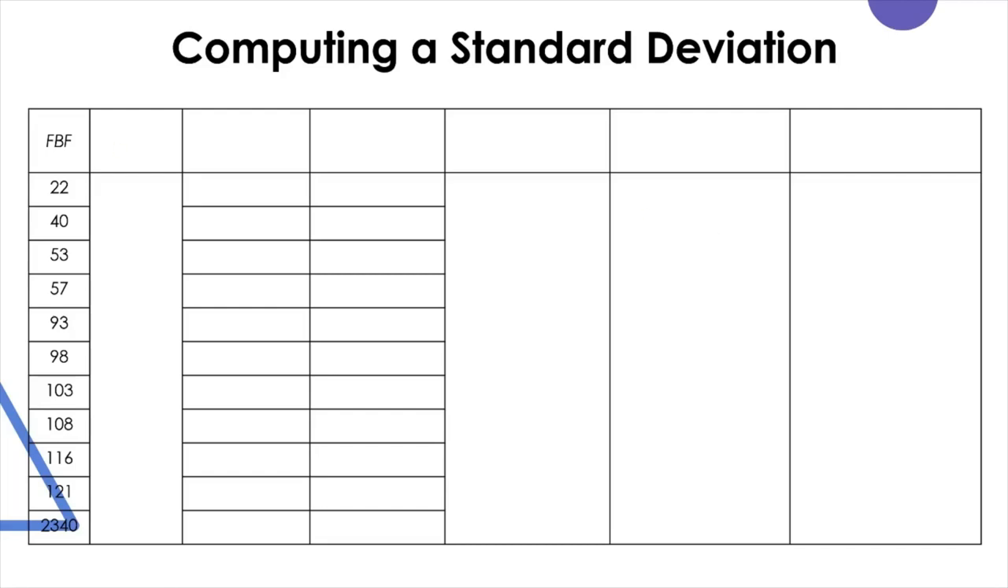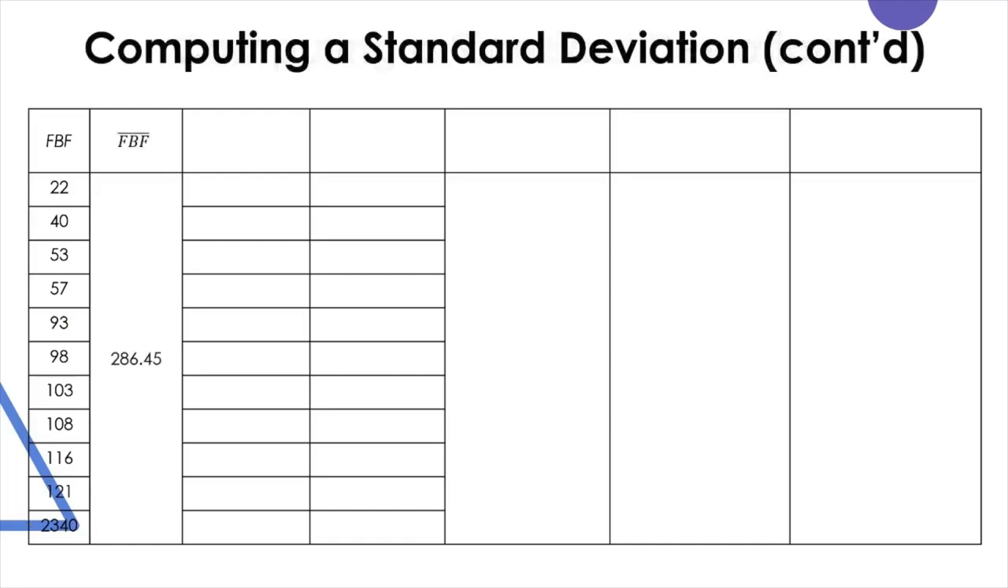The very first step in calculating a standard deviation is to work out the average of the data first. In this first column, we have Facebook friends, and this is the raw data. So you need to calculate the mean of this data set first by adding them all up and dividing by the number of data, which is 11. Okay, so that's the mean of the data.